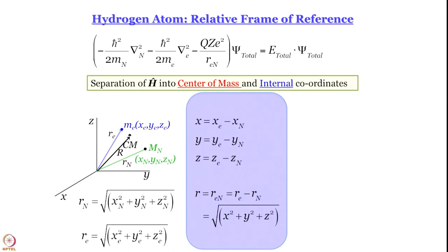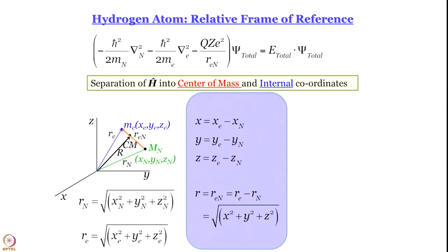So, what we do is we define a system where x is equal to x_e minus x_n, y equal to y_e minus y_n, z equal to z_e minus z_n. What is that? Just think of the x coordinates. If this is the x coordinate of the nucleus, this is the x coordinate of the electron, x_e minus x_n essentially is the separation of the electron and the nucleus in the x direction. y_e minus y_n is the separation between electron and nucleus in the y direction, same for z. And this separation is the important parameter when you talk about potential energy. This separation is important when you talk about the motion of the electron with respect to the nucleus, relative motion.